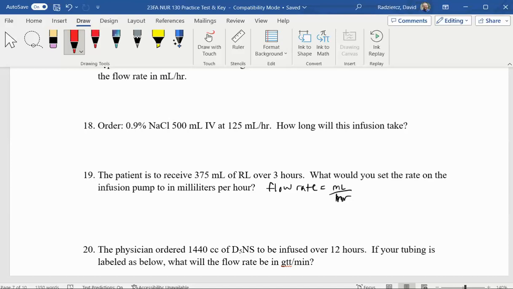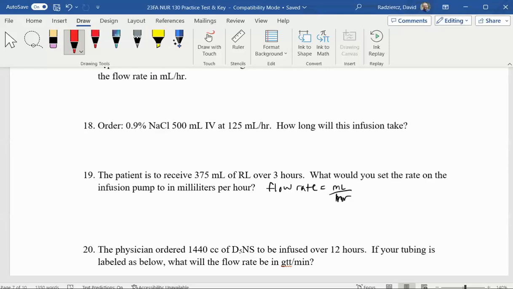The other type of flow rate that you'll calculate is called a drop rate, where you'll actually utilize drop factor, and you'll get a drop rate that's specific in drops per minute. We'll talk about that after we go through a couple examples of just general flow rate.